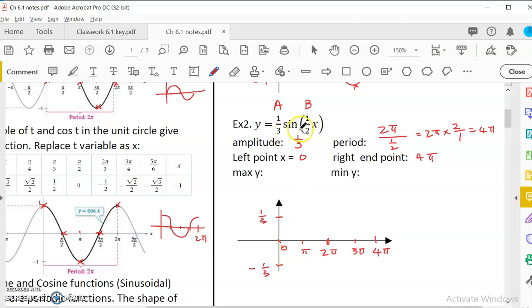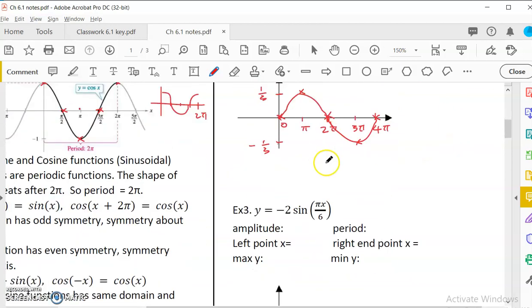So again, it's a sine. Sine is like this, right? Remember, sine is like this. So we will do intercept, max, intercept, min, intercept. Okay.